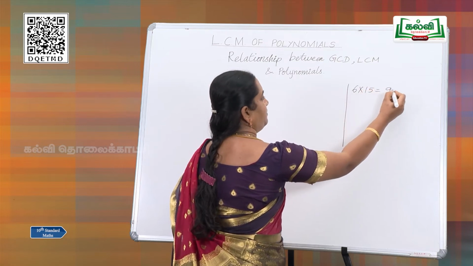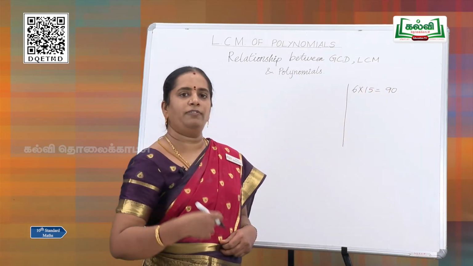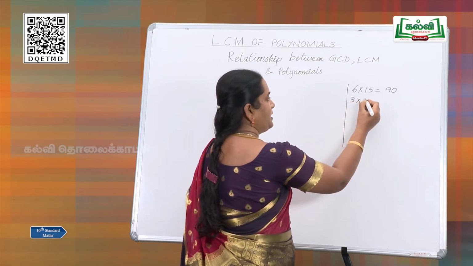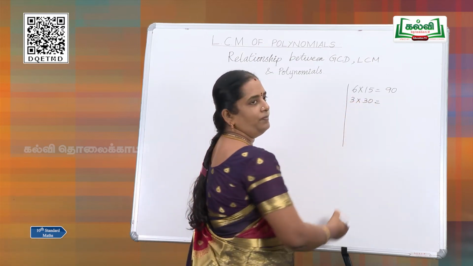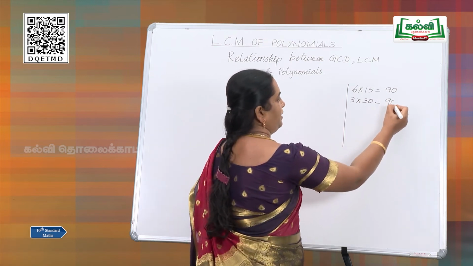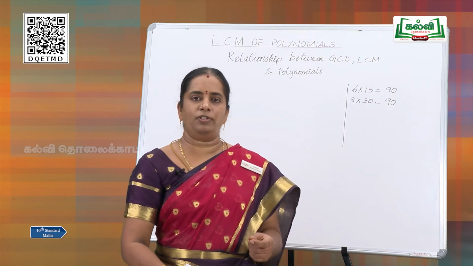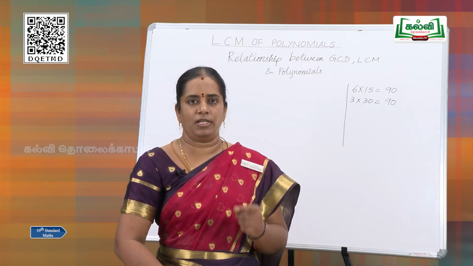Yes, 90. Very good. What is the product of our GCD and LCM? Yes, GCD is 3 and LCM is found to be 30. So, this is also 90. That means, the product of the numbers taken is equal to the product of the LCM and GCD.